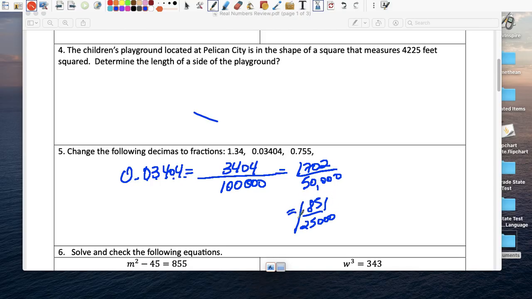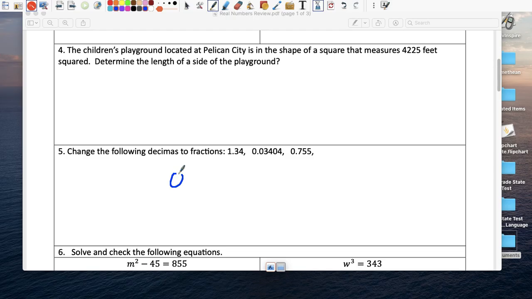914. No, so this looks like the simplified version. Okay. 0.755 is just simply 755 over 10, 100, 1,000. We can definitely simplify that. Divide top and bottom by 5, and you get 151 over 200 simplified. Okay? But, no buts. That's just it.